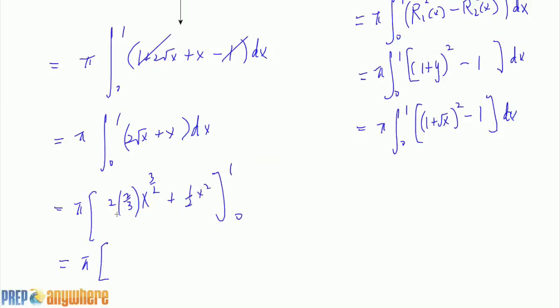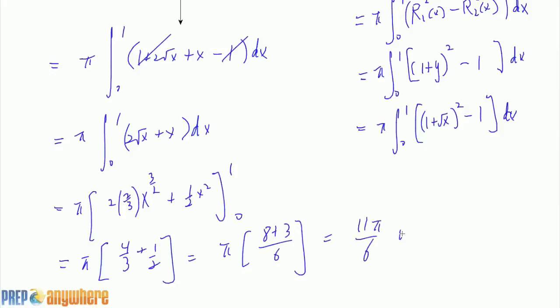So if you plug in 1, that's all you need to plug in, right? You get 4 over 3 plus half. What does that give you? 8 plus 3 over 6. 11 pi over 6 units cubed.